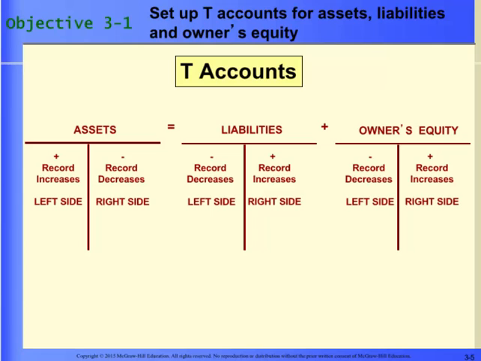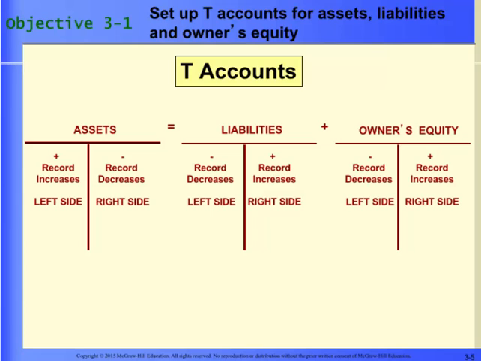Objective 1 is to set up T accounts for assets, liabilities, and owner's equity accounts. Accountants use T accounts to analyze transactions. A T account consists of a vertical line and a horizontal line that resembles the letter T. T accounts are helpful when analyzing transactions. Above are examples of T accounts for assets, liabilities, and owner's equity. Using T accounts simplifies record keeping by grouping all transactions of a particular type together.